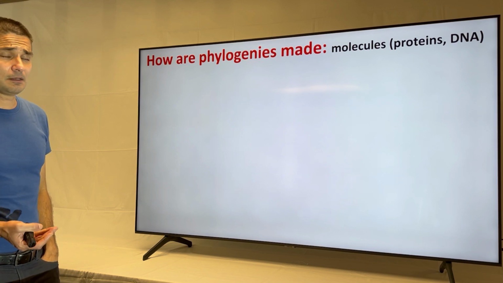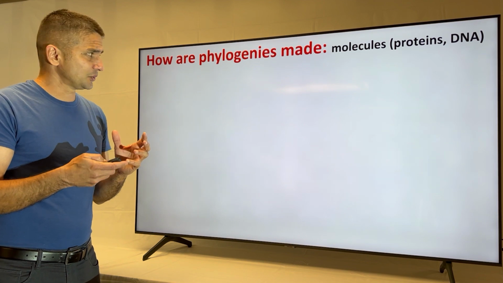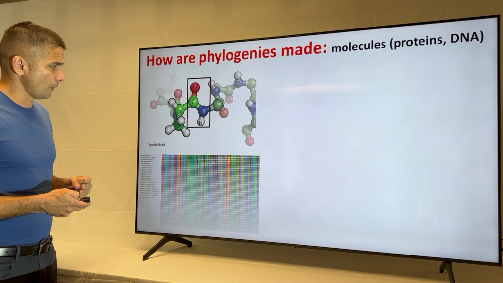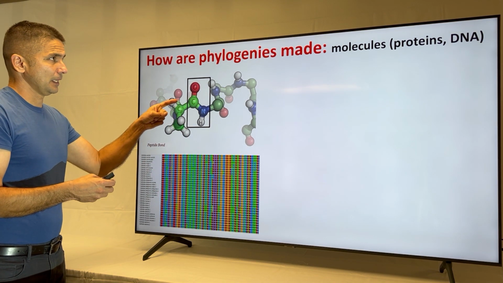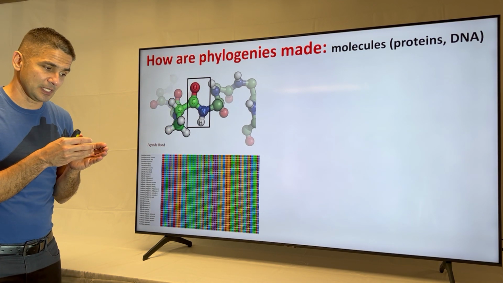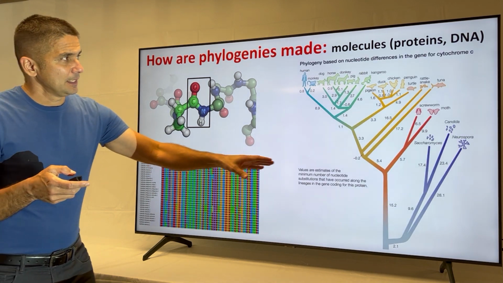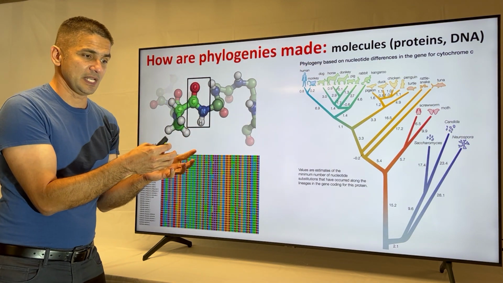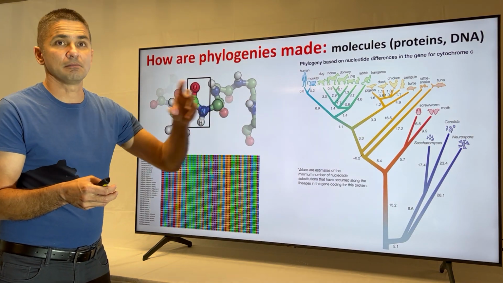Another way to build phylogenies is by using molecules, things like proteins and DNA. It turns out that these molecules are part of every single organism in life, and basically what we can do is sequence the molecules, things like proteins and DNA, and by looking at the similarities between these proteins or DNA among different species, we can build these phylogenetic trees. Again, how similar are these proteins or DNA among different species allows us to create phylogenies that are based on molecules.